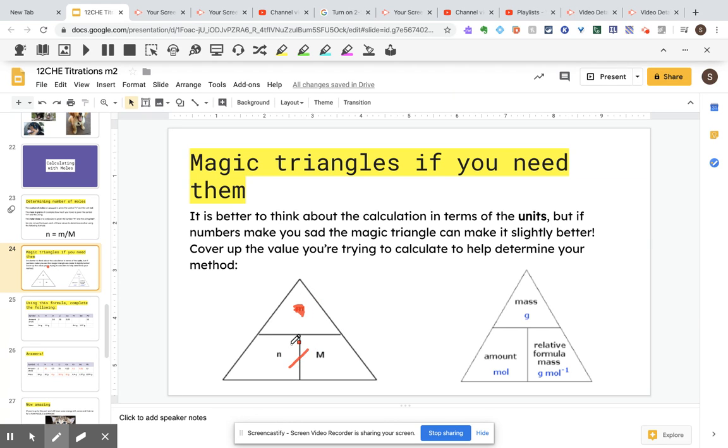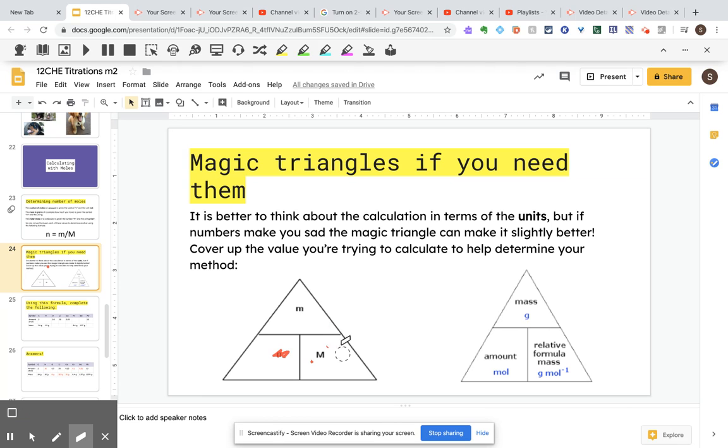If they are next to each other in the triangle, that means that you are multiplying them together. So if I'm trying to find mass, I'm left with number of moles and molar mass, and they're next to each other. So number of moles times molar mass will give me mass. And then if I were to try and find, say, number of moles, I'm going to cover that up. And because these are on top of each other, that is a divide. So number of moles is equal to mass divided by molar mass.